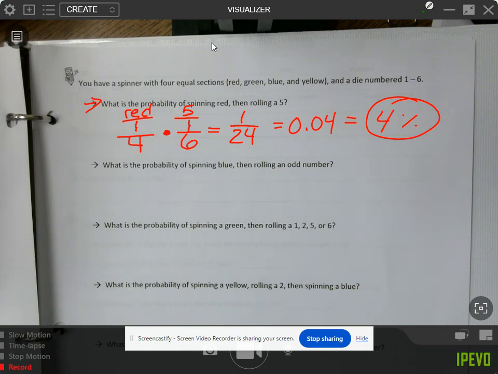Okay, so you are going to work quietly on this. It is work time now. You can come and ask me questions. We will be correcting this tomorrow.